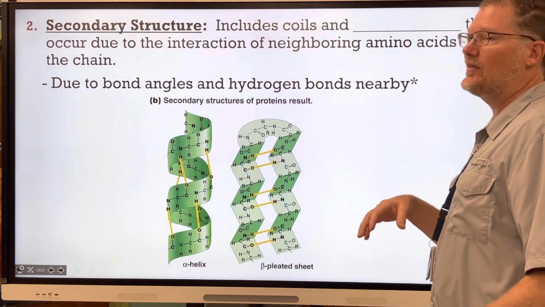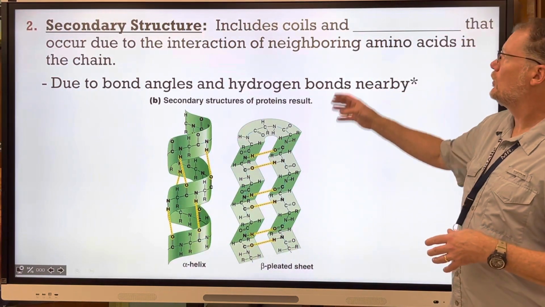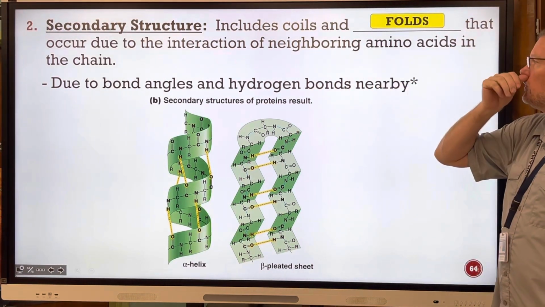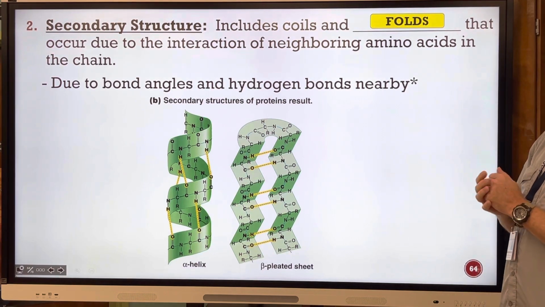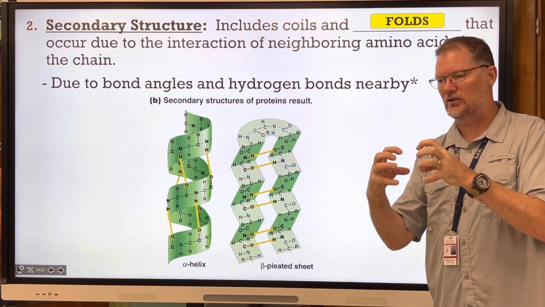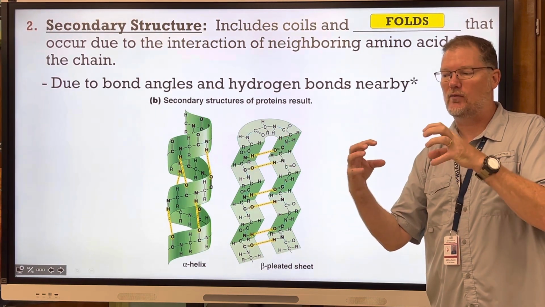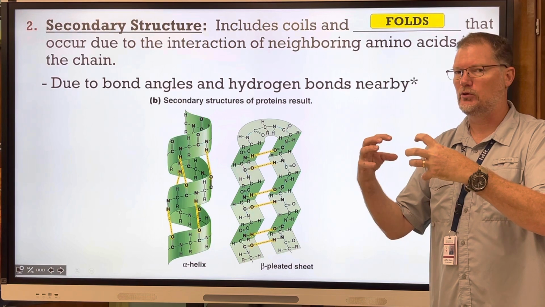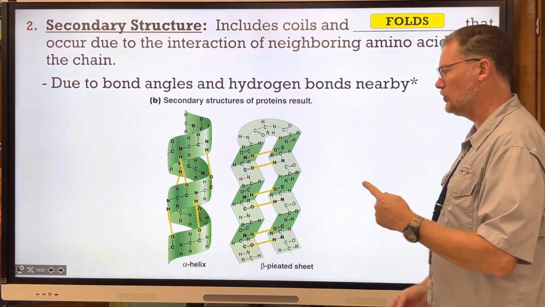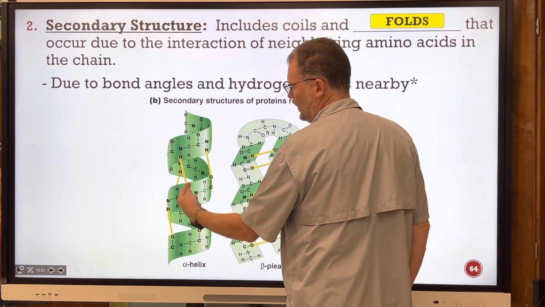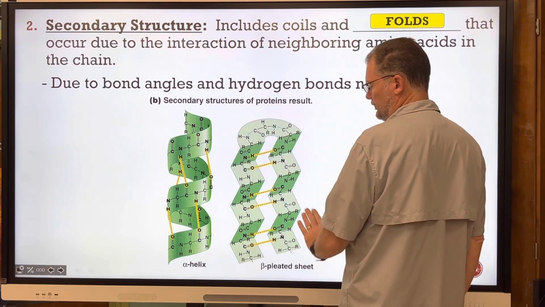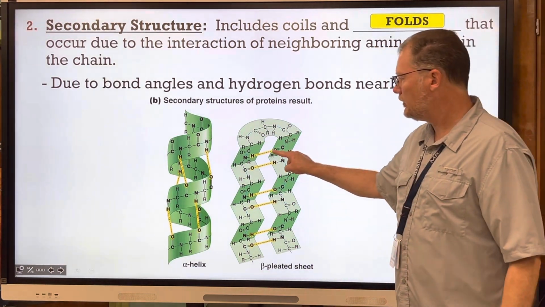Then after that, you've got this secondary structure. So it includes coils and folds that occur due to the interaction of neighboring amino acids in the chain. So you've got this amino acid and this amino acid that come together, and then another one comes in, and the one over here is like, oh, I'm going to go this way now because this one's over here. And so you've got these secondary structures resulting. You've got helixes or twists, and you've got sheets that are kind of folded like this. And it all depends on the interaction.